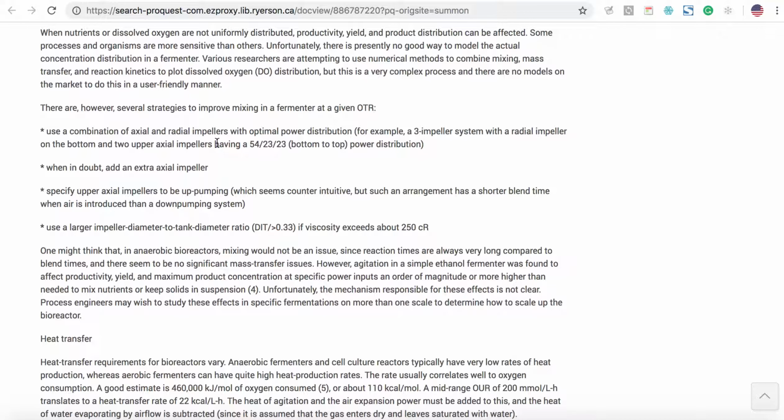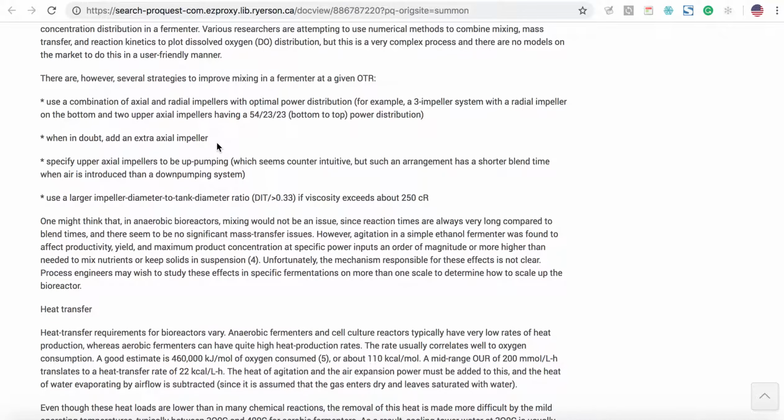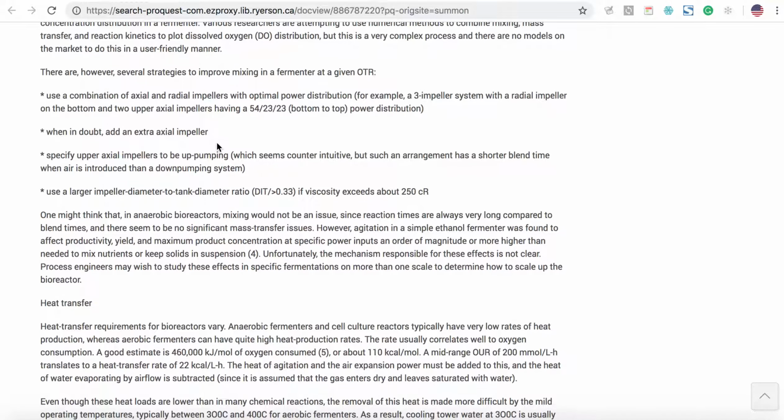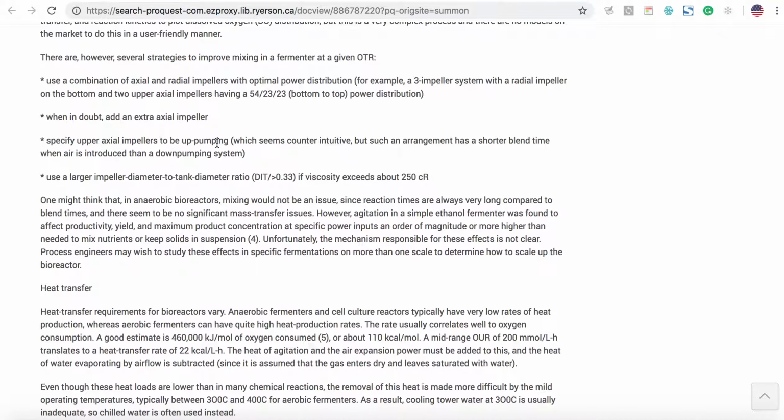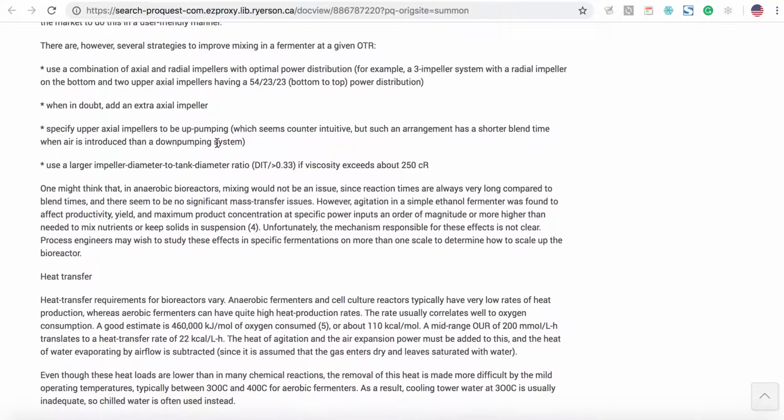a user-friendly manner. There are, however, several strategies to improve mixing in a fermenter at a given OUR. Use a combination of axial and radial impellers with optimal power distribution.